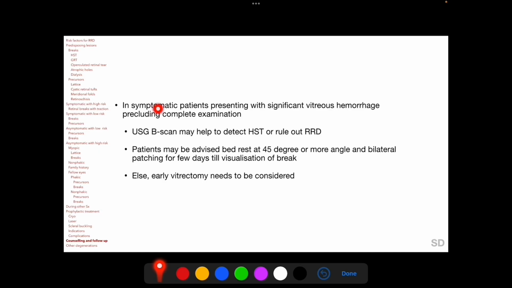And for symptomatic patients presenting with significant vitreous hemorrhage precluding complete retinal examination, USG-B scan may help to detect HST or rule out RRD, and these patients may be advised bed rest with elevated head position and bilateral patching for a few days to facilitate settling of the vitreous hemorrhage till visualization of the retinal break is possible, else early vitrectomy needs to be considered in these patients.